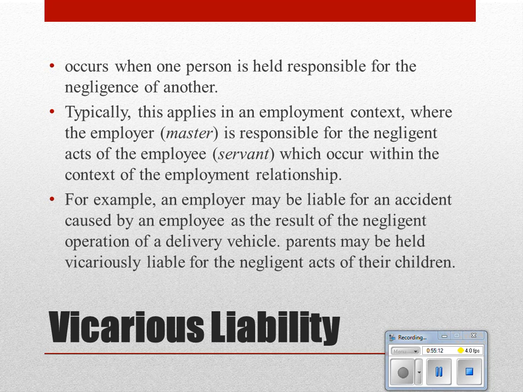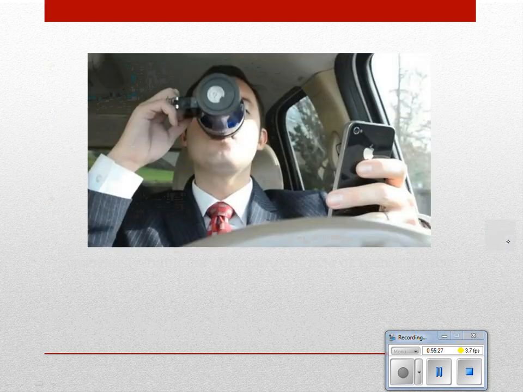Okay? And under the same umbrella, parents can be held responsible for negligent acts of their children, which goes back to what we've discussed already with kids making poor choices and parents being responsible for them. Okay, so that's vicarious liability.